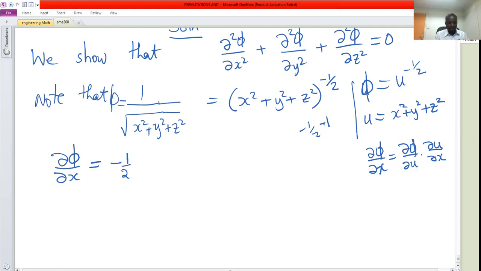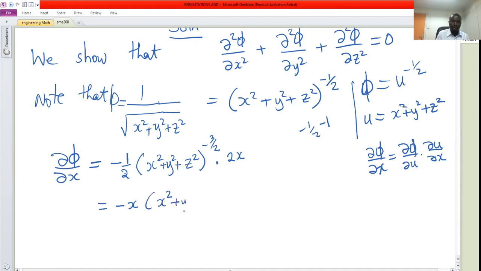So minus a half minus 1 is minus 3/2. So we'll have u, which is (x squared plus y squared plus z squared) raised to minus 3/2, and then times, differentiating this with respect to x partially, you get 2x. So that will give you a half and 2 cancels out. So we have negative x into (x squared plus y squared plus z squared) raised to the power negative 3/2.